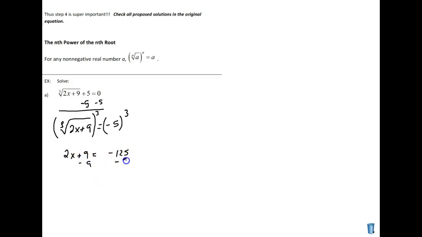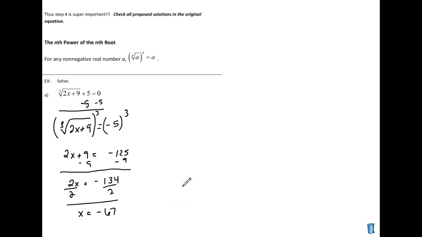And then we're just going to solve. 2x equals negative 134, and x equals negative, let's see, 134, so that's 50, 65, 67.